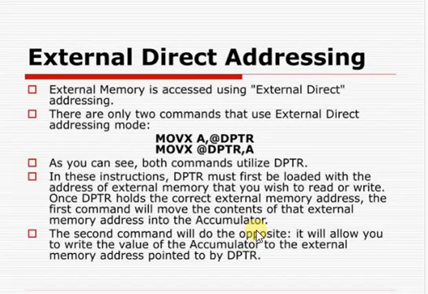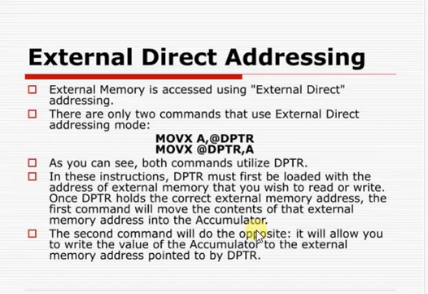External direct: MOVX A, @DPTR. External memory is accessed using external direct addressing. There are only two commands that use external direct addressing mode: MOVX A, @DPTR and MOVX @DPTR, A. As you can see, both commands utilize DPTR. In these instructions, DPTR must first be loaded with the address of external memory that you wish to read or write. Once DPTR holds the correct external memory address, the first command reads from that memory address into the accumulator.